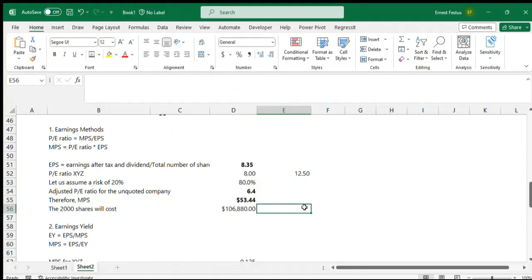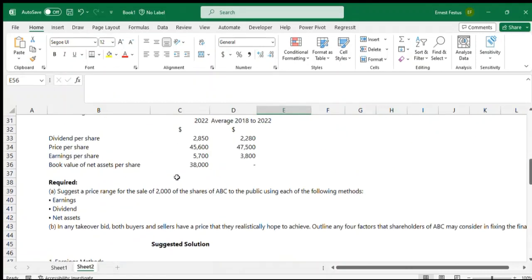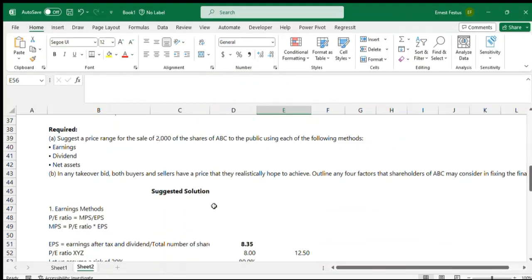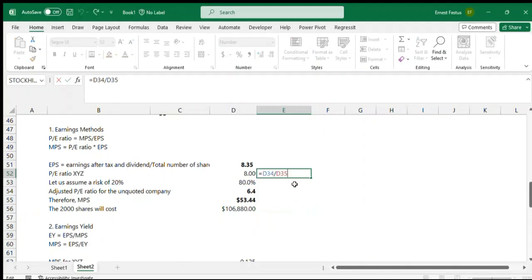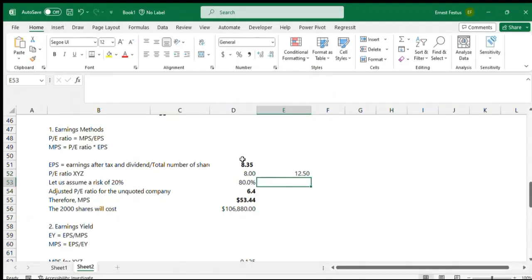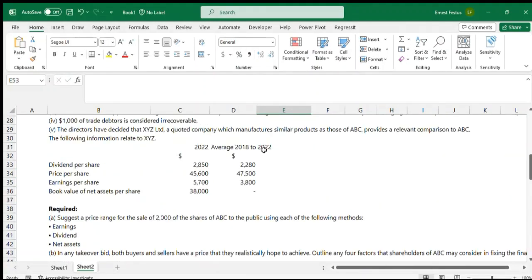So that is what I'm basically talking about. That is what the question demands. So we have to suggest a price range, so between one price and the other. So that is how we do it for each of these items. So after using the 2022 figures, you come here and use the average, but this will not apply for our assets because we don't have an average value for the assets method.